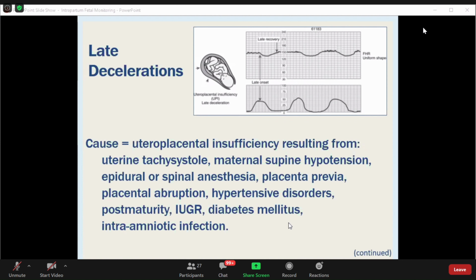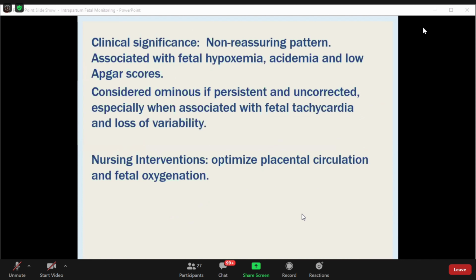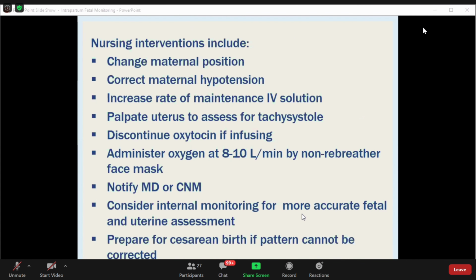So again, early decelerations, head compression, normal, to be expected, reassuring, you're good. Late decelerations, uteroplacental insufficiency, you have to do something. Okay? All right. Now, remember that what you want to do is improve oxygenation to the fetus. So your actions are going to be based on that. So you want to optimize placental circulation. So you want to change the maternal position.